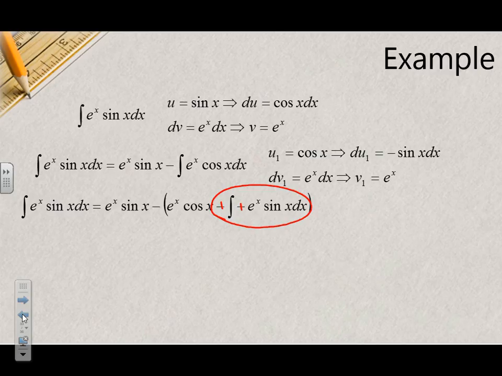So I'm going to write this out here so we can see it. So e to the x sine x minus e to the x cosine x. Now we change this to positive because of the two negatives we have inside, but we're subtracting everything inside, right? So even though it became a positive integral, now it's going to become a minus. So we have minus the integral of e to the x sine x dx.